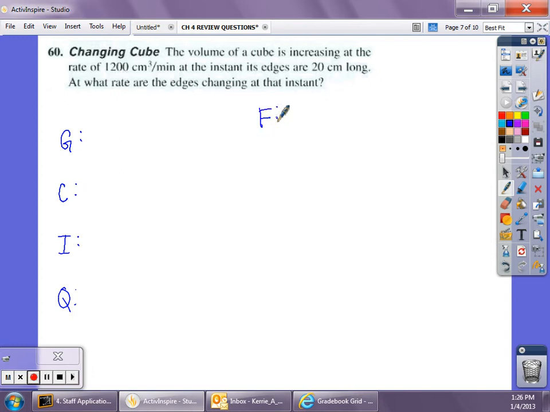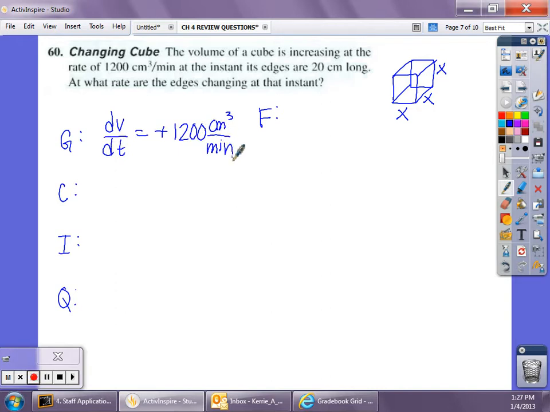All right, so we got a cube. The volume is getting bigger, therefore the cube itself must be getting bigger. Try to make this cube slightly more accurate than the one I did in class. There we go. All right, so a cube means all the sides are the same, and instead of using s, I'm going to use x. All right, so the volume is increasing at a rate of 1200 centimeters cubed per minute at the instant that the edges are 20 centimeters.